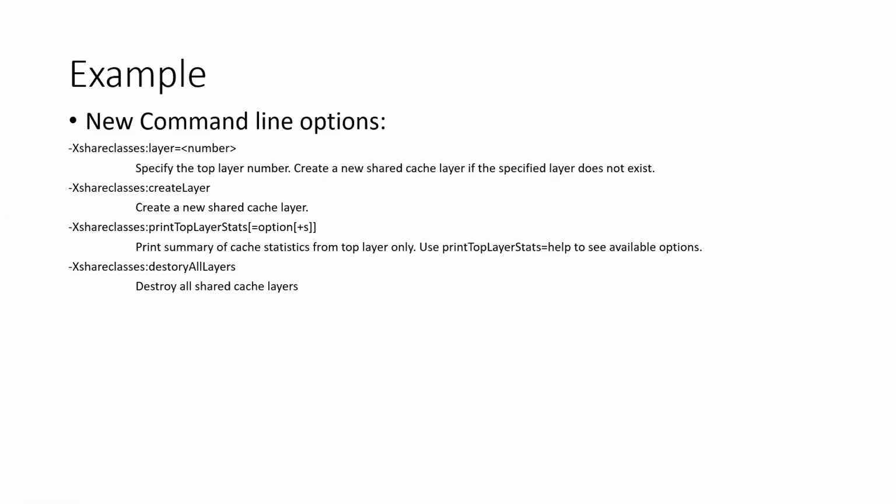We also added two command line utility options to the multi-layer cache, which is print top layer stats. For example, if you are running Open Liberty and you want to see how many Liberty classes are stored in the shared class cache, you can use print top layer stats equals ROM class on the Liberty layer. It'll show all the ROM classes in the top Liberty layer. The last one is destroy all layers. You can use this option to destroy all shared class cache layers.